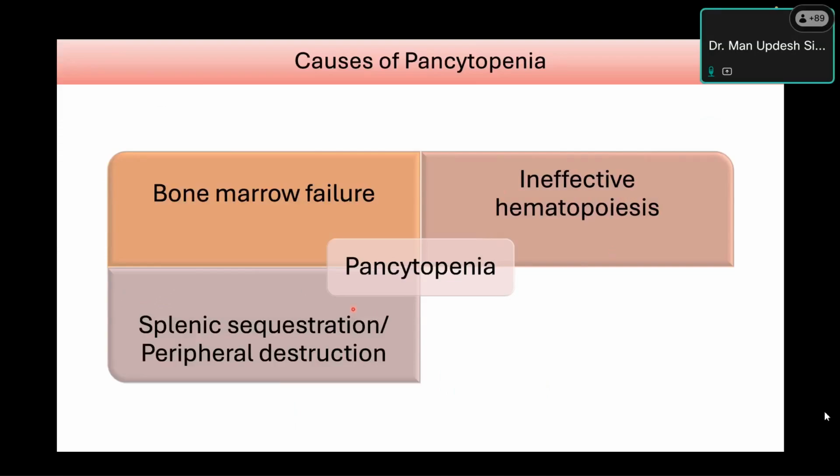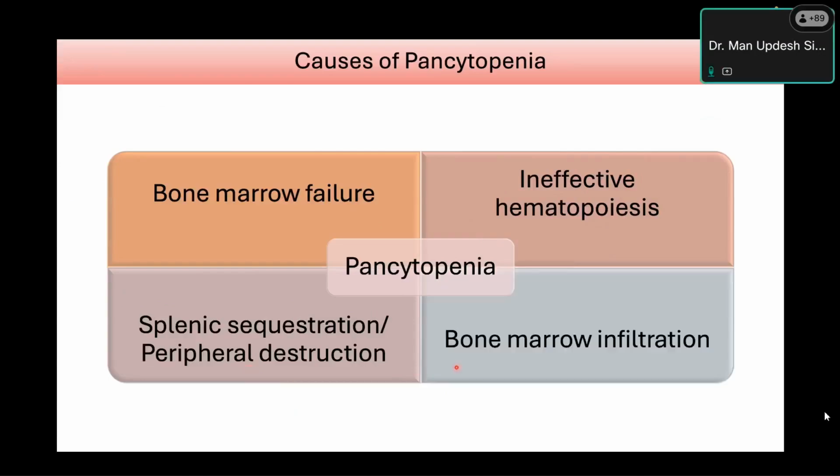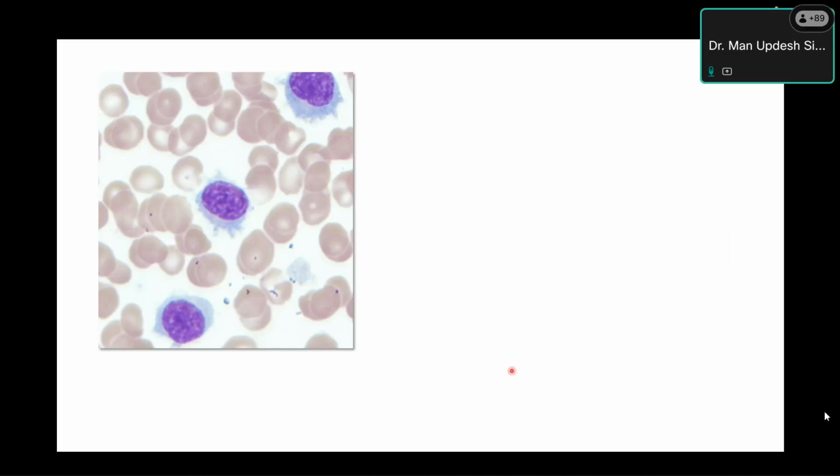So we are done with the three major chunks of causes of pancytopenia: bone marrow failure, ineffective hematopoiesis, megaloblastosis there, splenic sequestration or peripheral destruction, and we go to the last cause, which is bone marrow infiltration. And the infiltration, of course, the commoner causes you look for or hunt for are the malignancies, which might be solid malignancies or which might be hematopoietic malignancies. But I'm not dealing with that.